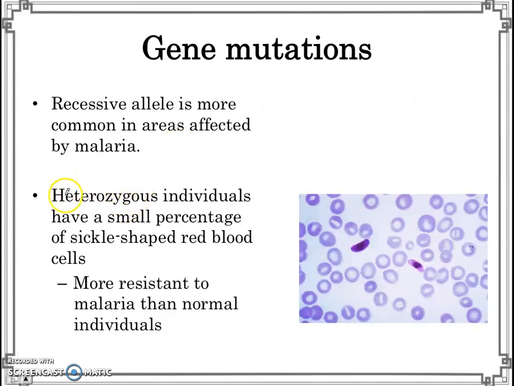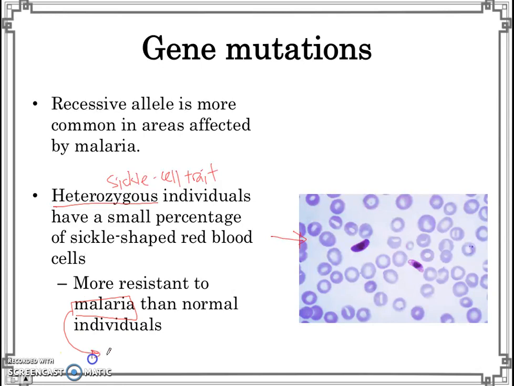Now, people with sickle cell trait, the heterozygous individuals, have a small percentage of their red blood cells which are sickle-shaped. So over here, you can take a look. There's many normal-shaped red blood cells, but there's some which are sickle-shaped. And it turns out that even though this is sort of a disadvantage, it's a mutation, in certain parts of the world, it turns out to be an advantage. People with sickle cell trait, heterozygous, actually turn out to be more resistant to malaria than normal people.